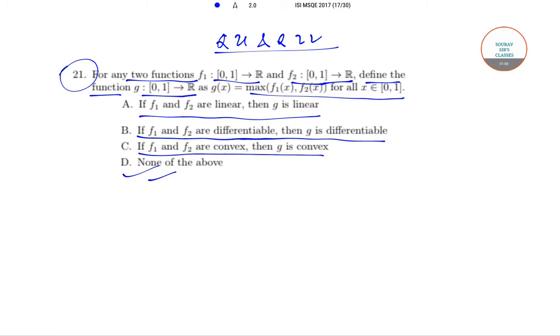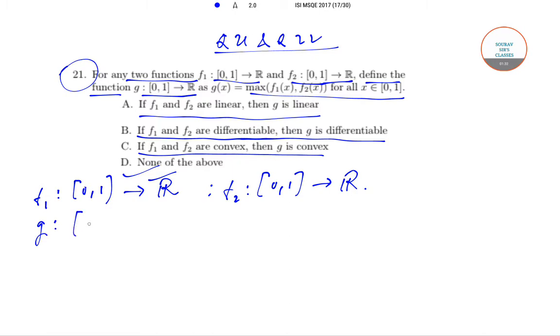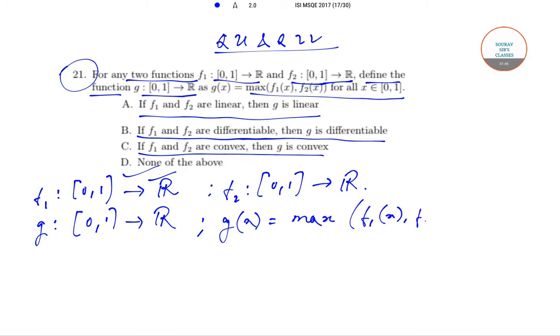This is what we have got. So what we'll do over here is, we have been given that f1 goes from [0,1] to the real number set. Similarly, f2 goes from [0,1] to the real number set, and the function g is defined as going from [0,1] to the real number set, and g(x) is equal to max of f1(x), f2(x).